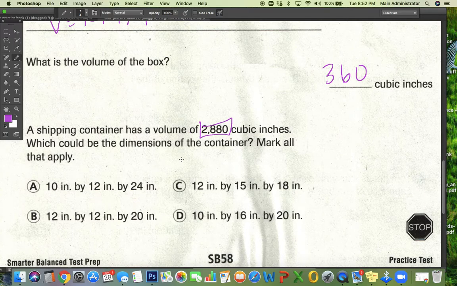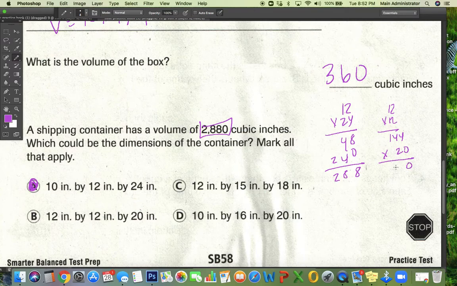I'm going to start with A. I'll go 12 times 24. And multiply that by 10. I definitely get the correct answer for A. Let's take a look at B. 12 times 12 equals 144. Multiply that by 20. Perfect. That also works.